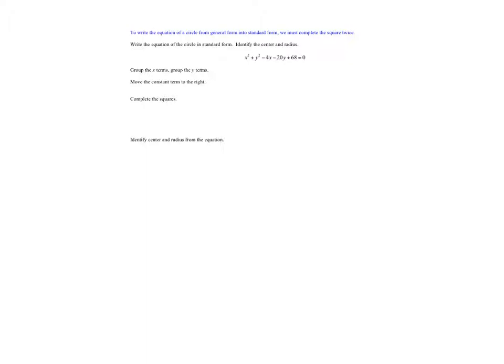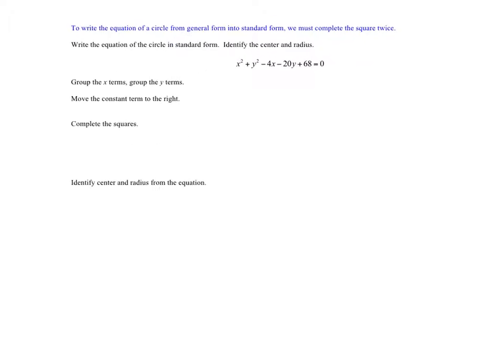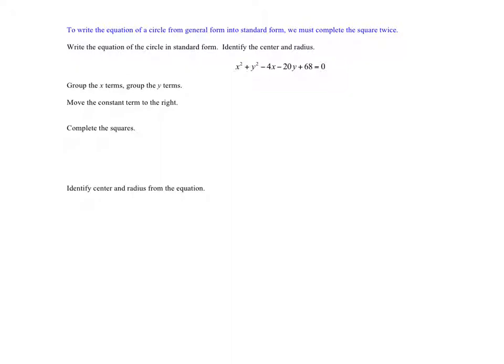Okay, what if the equation of my circle is not in the standard form, but is instead set equal to 0? What we're going to do is just get all of our x's together. We're going to rewrite this so that it is in standard form so that we can see from the equation the center and the radius. So I'm going to collect my x's. So x squared minus 4x, and then I'll go ahead and collect my y's. Plus y squared minus 20y, and I can go ahead and get all of my numbers over on the other side. So move the constant over to the right side.